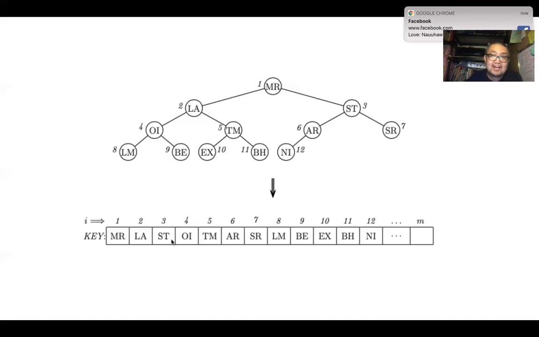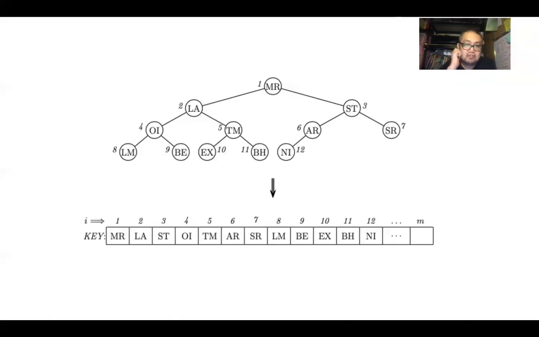Actually, if you look at the pattern, it's easy to see. Okay? What we will do is multiply the index by 2 to get the left child, and multiply the index by 2 and add 1 to get the right child. And that pattern is true for the whole array.